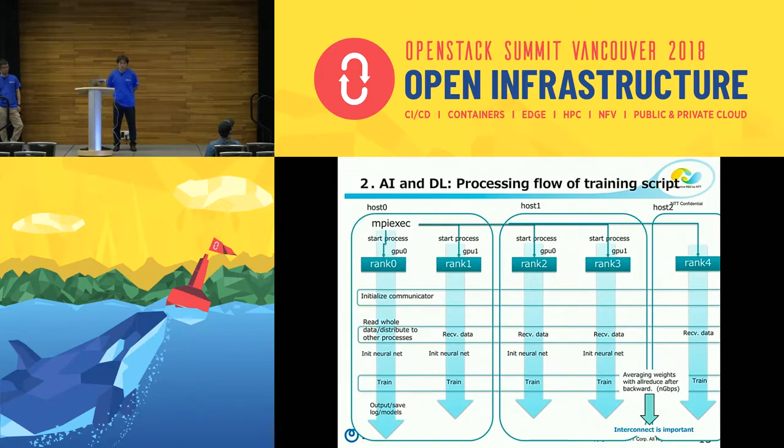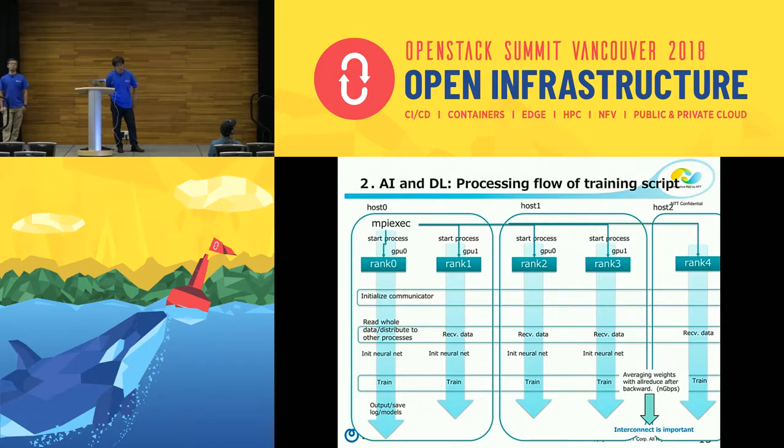This flow shows the actual processing flow of an MPI-based training example. At host 0, users call the training script with mpiexec, and then all of the processes are started, and then initialize communication.